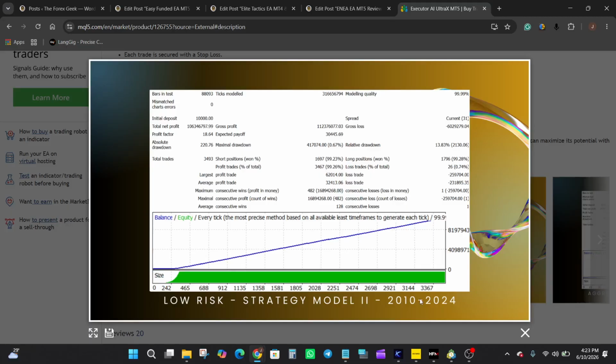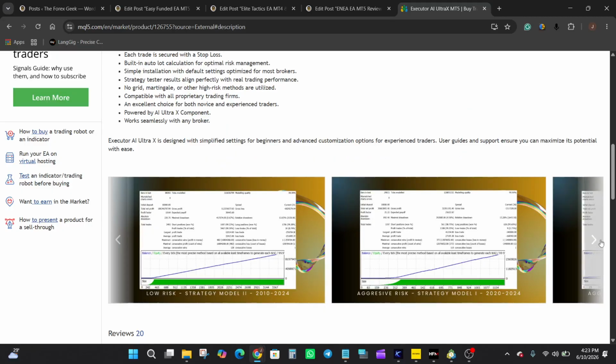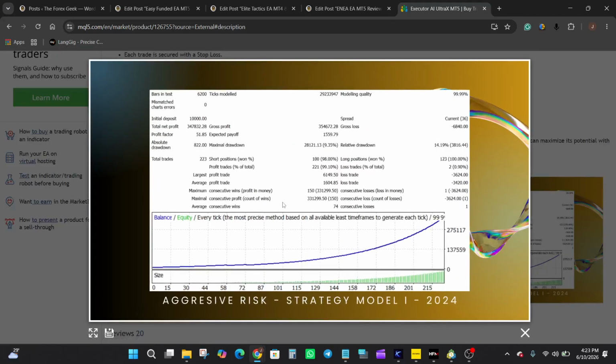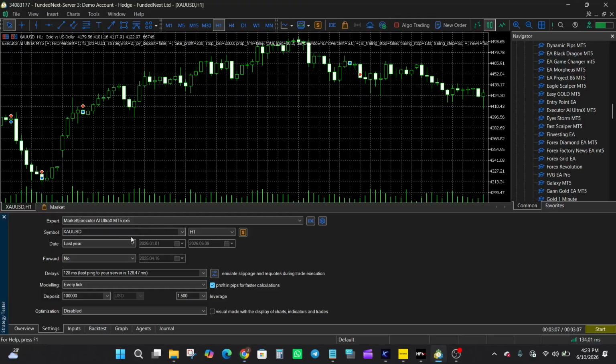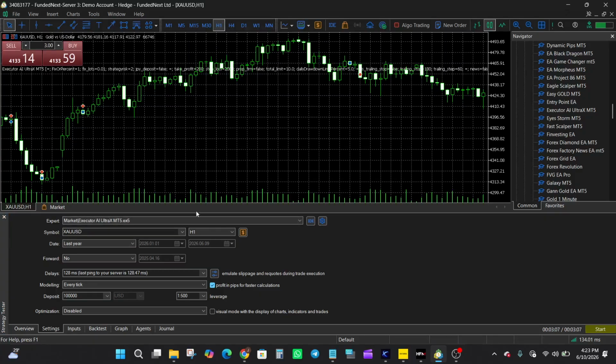Okay, so let's just head over to the strategy tester right now. This one is for aggressive risk. From $10,000 deposit, we are seeing over $347,000 initial total net profit. But let's go over to our strategy tester and see how the Executor AI Ultra X performed over the past 5 months on XAUUSD on the H1 time frame.